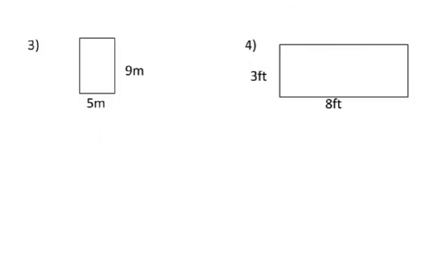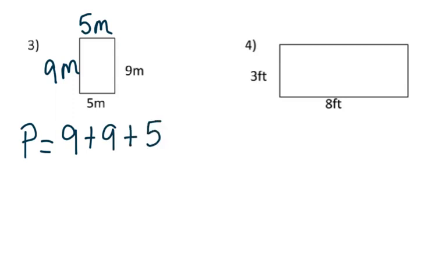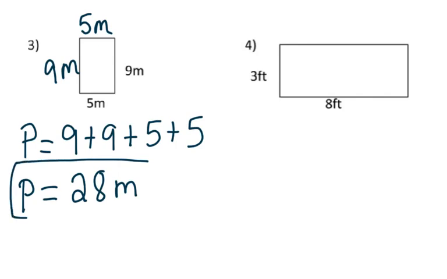Okay, so for this next example, we're going to label our missing sides. So if this side is 9, this side is also 9, and then this side is 5. So to find the perimeter, we would do 9 plus 9 plus 5 plus 5. So the perimeter of this figure is 9 plus 9 is 18, plus 5 is 23, plus 5 is 28. And our units is meters.